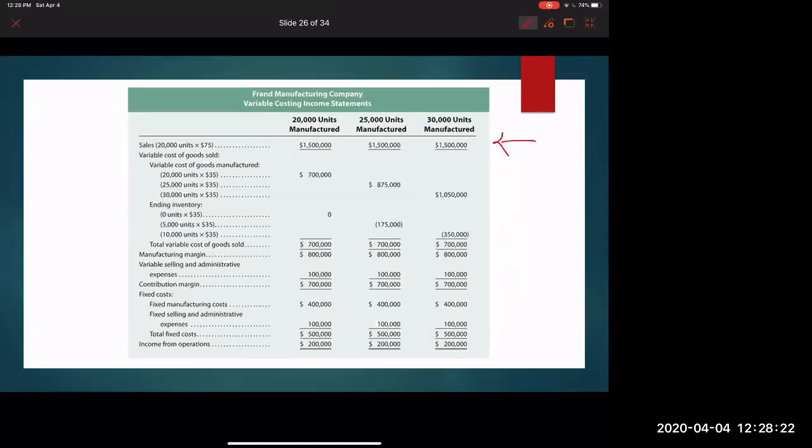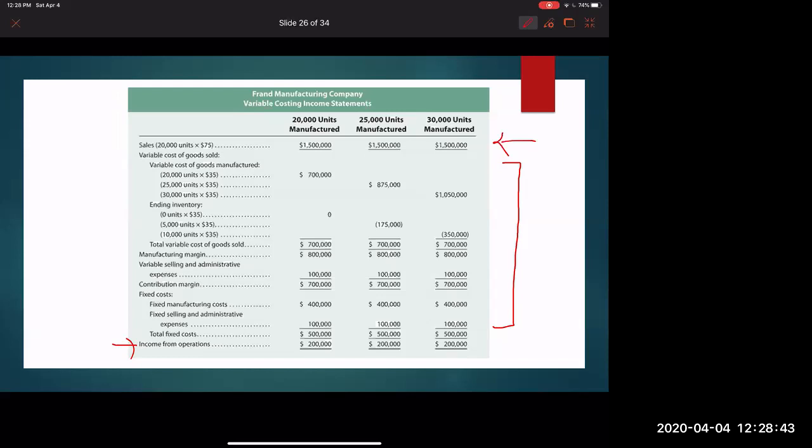All that's left over is your ending inventory in each scenario. And so you go through, as we went through in the prior videos, how to set up a variable costing model for your income statement. And so we do all of that. And when you get to the very bottom, what you see is income from operation.